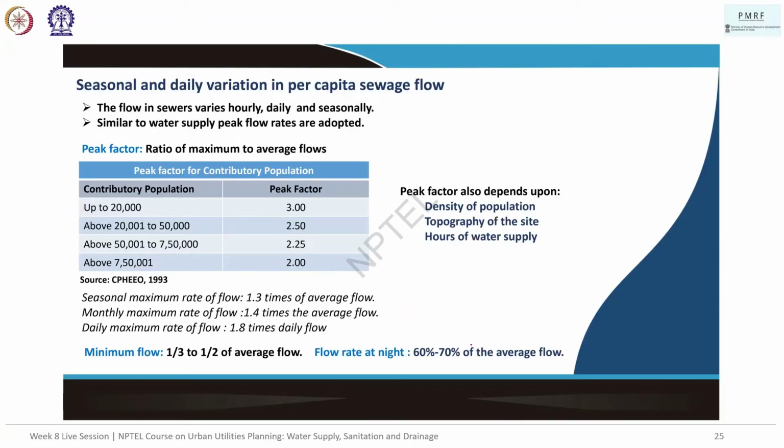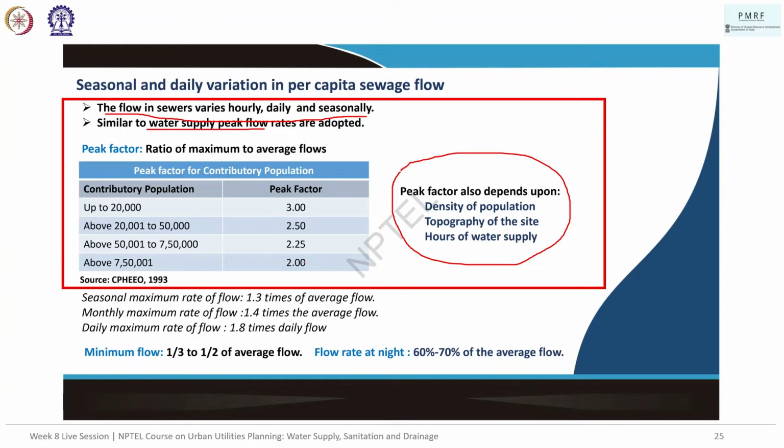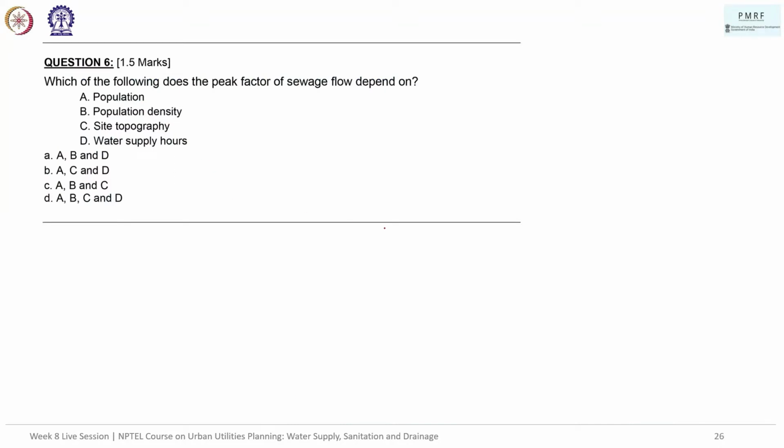So I understand that these three are the ones that are mentioned here, but the flow in sewers varies depending on the water supply hours as well. So the peak supply rates. The slide also mentions how to consider the peak supply based on population, but it is also influenced by water supply hours, right? So the answer is actually D.